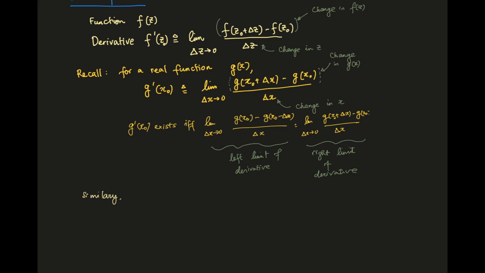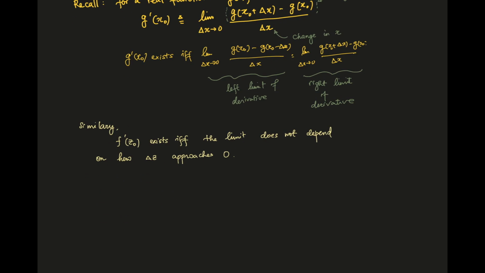That is, this function f prime of z0 is well defined if and only if this limit does not depend on how delta z approaches 0. That is, it doesn't depend on which direction it approaches 0 from. And for complex derivatives, the picture is much more complicated. So let's try to visualize this using the complex plane.